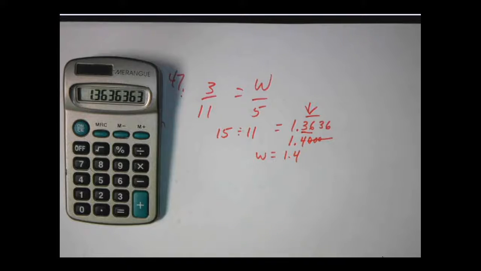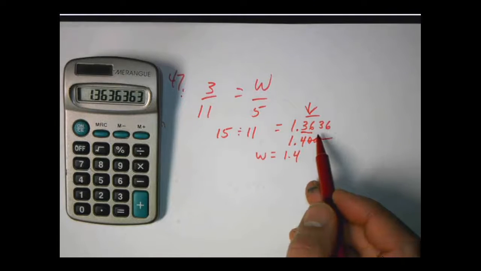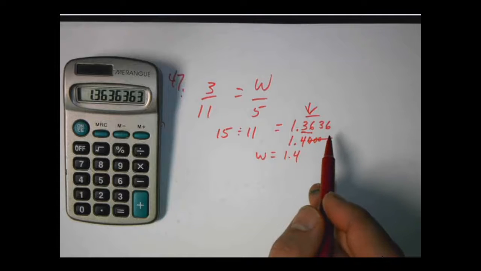So you can combine a couple of the skills. We can do our cross multiply and division, and then our rounding. We know how to do all of those. We've done them before. They're just combining them. So you're going to see that on some of your homework problems. Have fun.